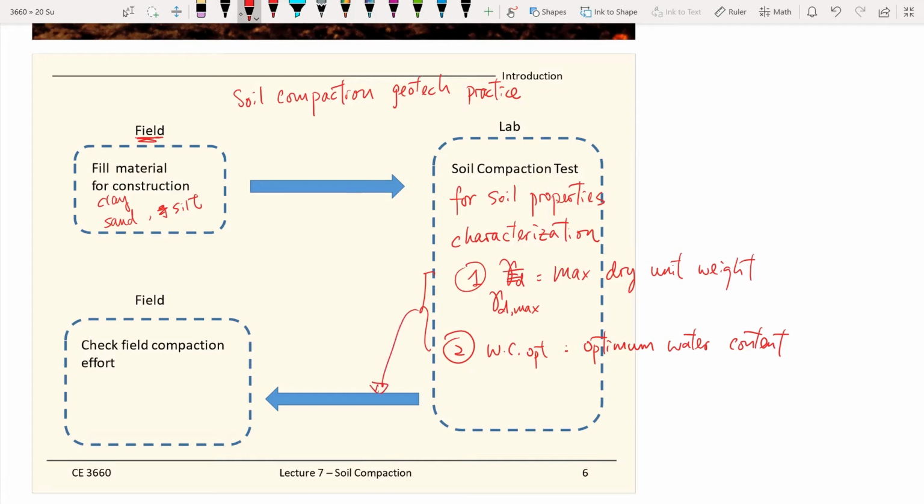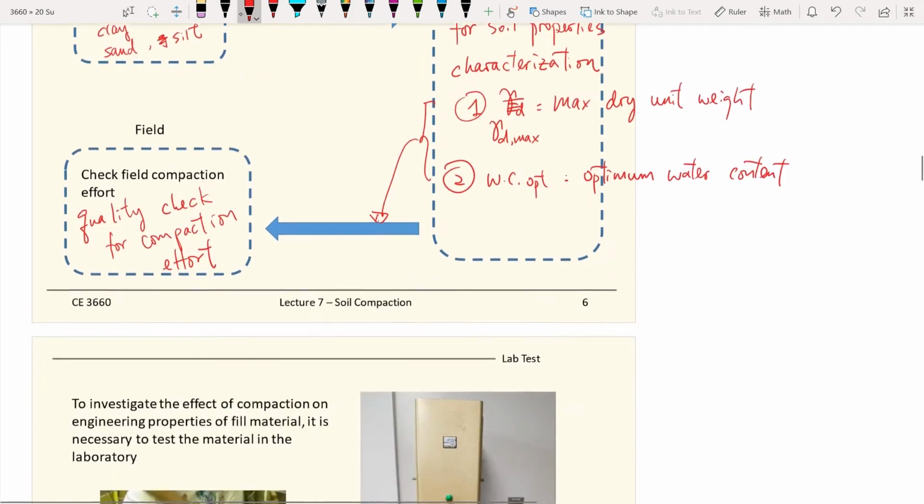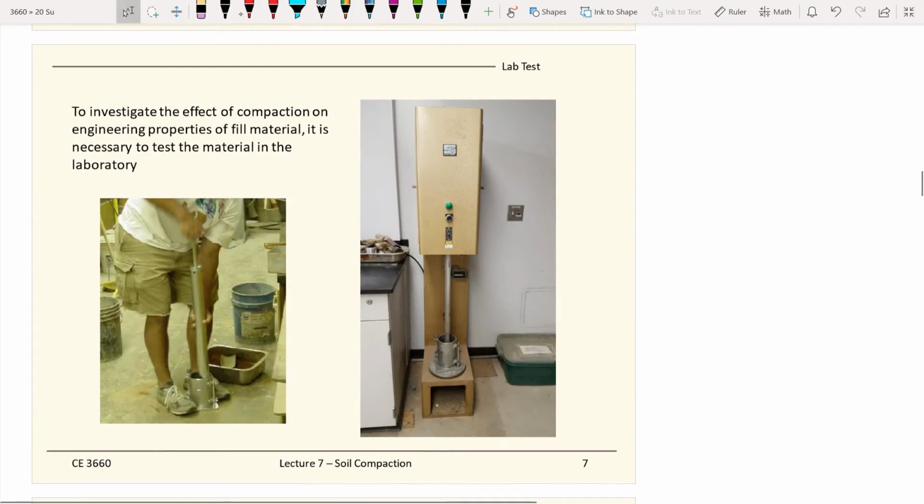Now you have the reference, you have the test results with you, such that you can do the quality check for compaction effort in the field. So this is how the geotech work deals with soil compactions. So let's look at those laboratory tests.